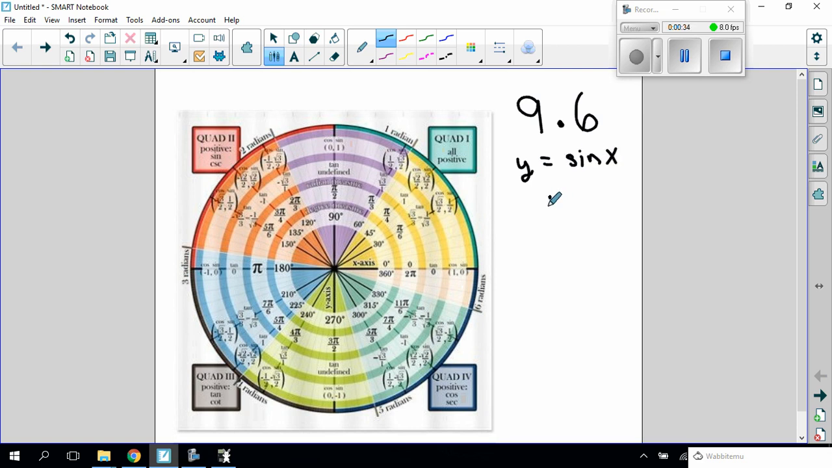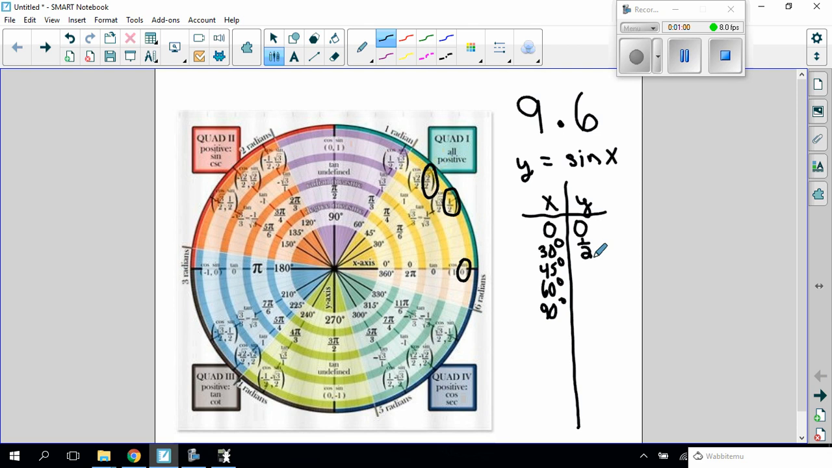If I was to graph it, I'd make an xy table. And I'd look at 0, 30 degrees, 45 degrees, 60 degrees, 90 degrees, just for starters. But if you have a unit circle, you just read the y coordinates. 0, 1/2, sine 30, 1/2, we'll memorize it. Sine 45, square root of 2 over 2. 60, square root of 3 over 2. And 90, 1. Now, I know the square root of 3 is 1.73-ish.